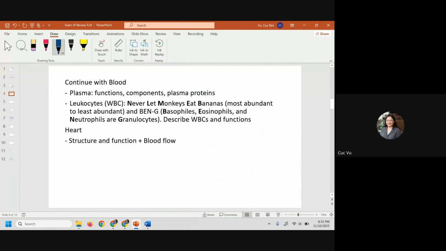All right. So for plasma, you want to make sure you know the function of plasma, the components of plasma, as well as the plasma proteins. Okay? What are some functions of plasma? Carry nutrients and hormones. Yep, it transports. It's like your body's highway or trucks that carry things. So it transports, and we can list tons of stuff, because it's going to transport whatever the blood is carrying.